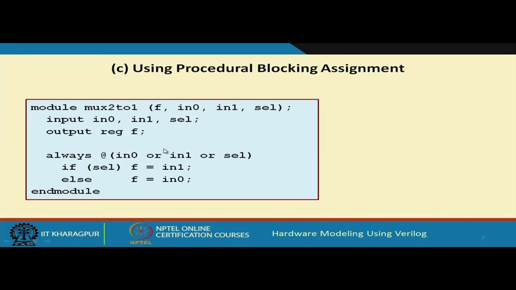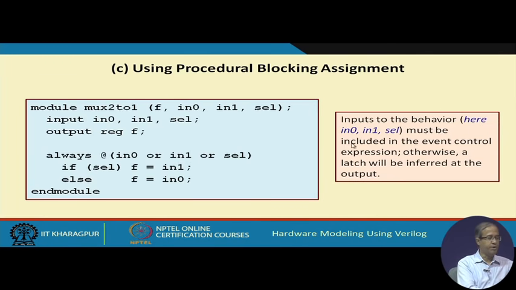Similarly, you can model combinational circuits using procedural block assignment, where the event is not an edge triggered event. This is a simple example of a 2-line to 1-line multiplexer, where in 0 and in 1 are the inputs, sel is the select line and f is the output. So, these 3 are the inputs and f is the output, which is also reg, because you are assigning f within a procedural block. So, here we are saying always whenever any of the inputs are changing, if the select line is 1, then in 1 is selected to f, otherwise in 0 is selected to f.